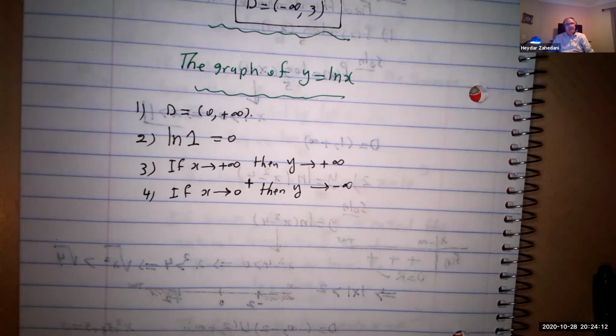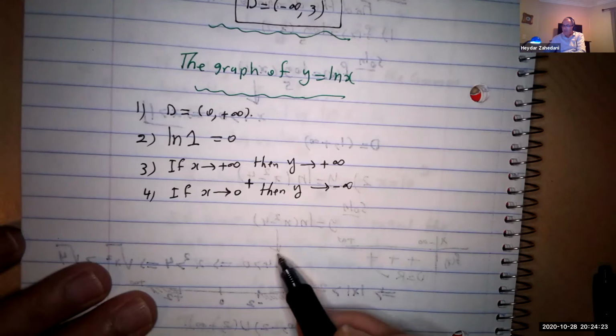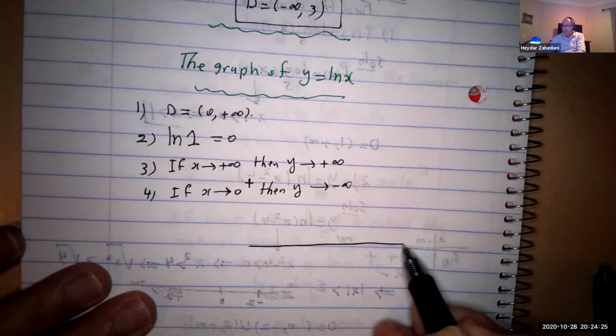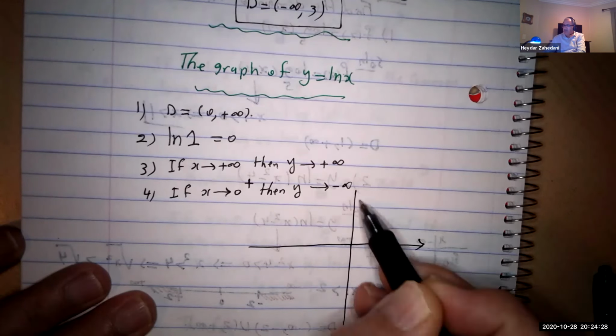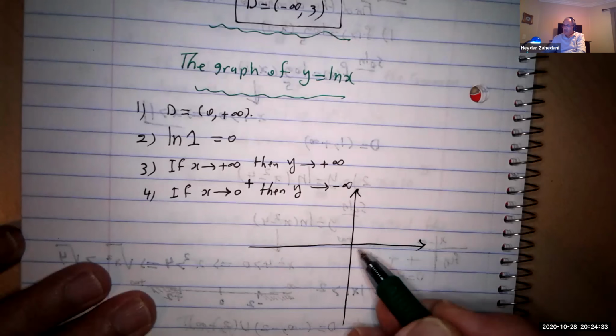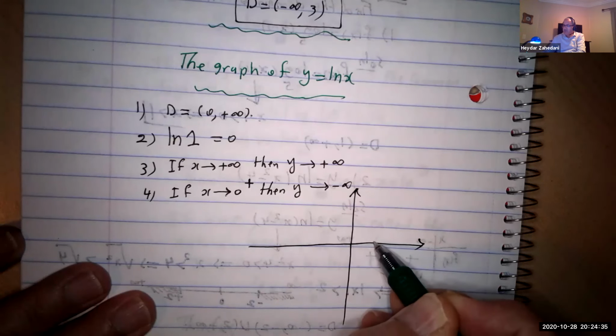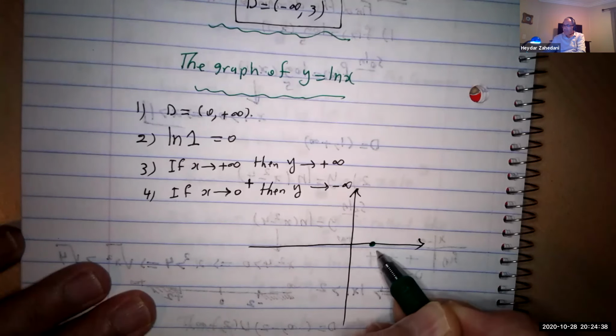Really, we're just borrowing, or we can give you just the graph and you just see it. Nothing else can be done at this level. So if you want to graph it, this is it. Ln of 1 is 0, so this is going to be x equal to 1, y equal to 0.